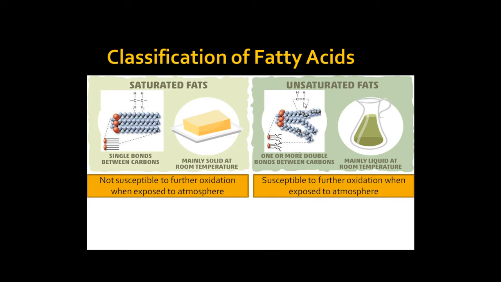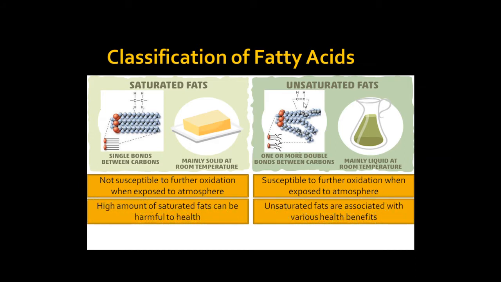Saturated fatty acids are not susceptible to further oxidation because there are no double bonds available, and unsaturated fatty acids are susceptible to further oxidation when exposed to atmosphere. High amount of saturated fatty acids can be harmful to health. On the contrary, unsaturated fatty acids are associated with various health benefits. Some examples of saturated fatty acids are 4-carbon butyric acid, 16-carbon palmitic acid, 18-carbon stearic acid, etc.